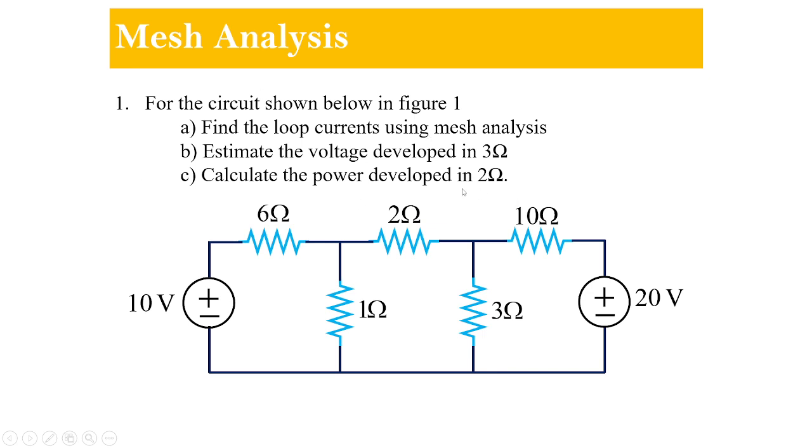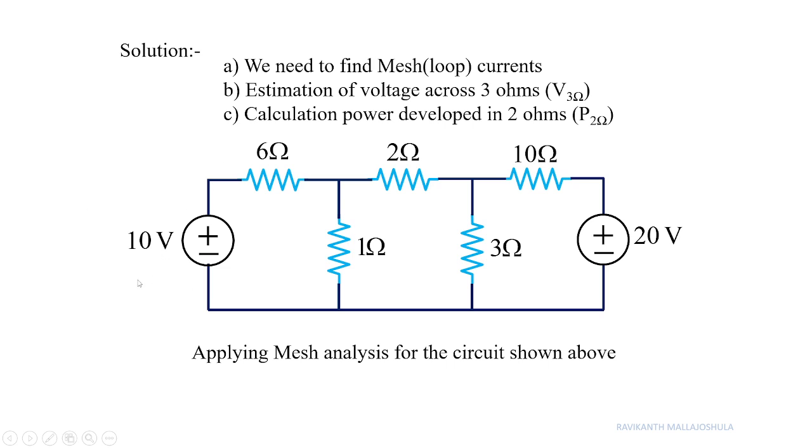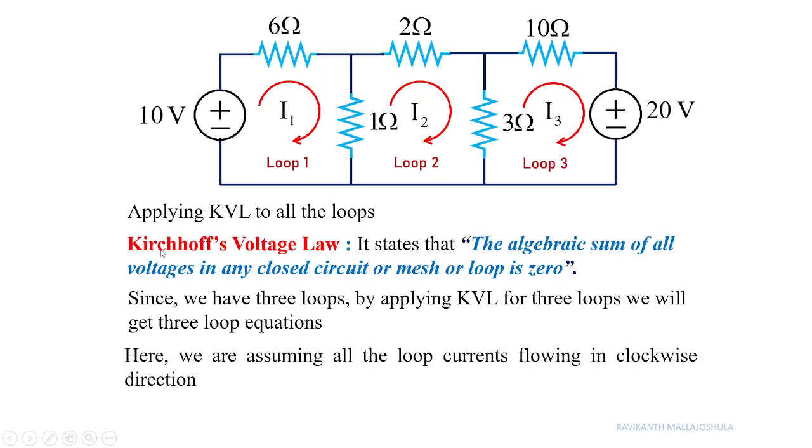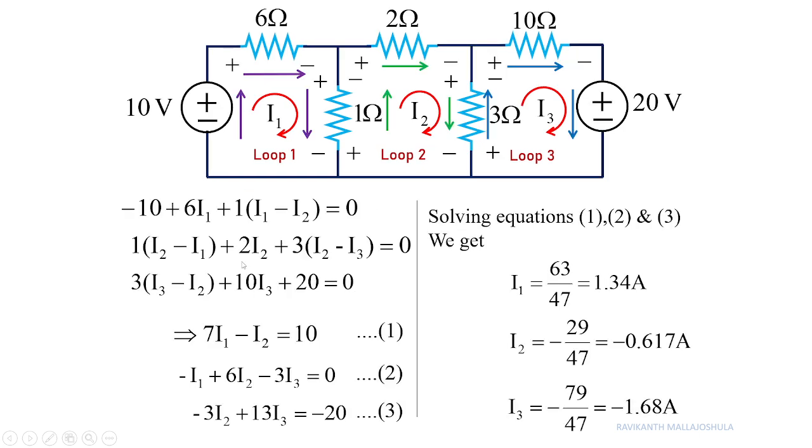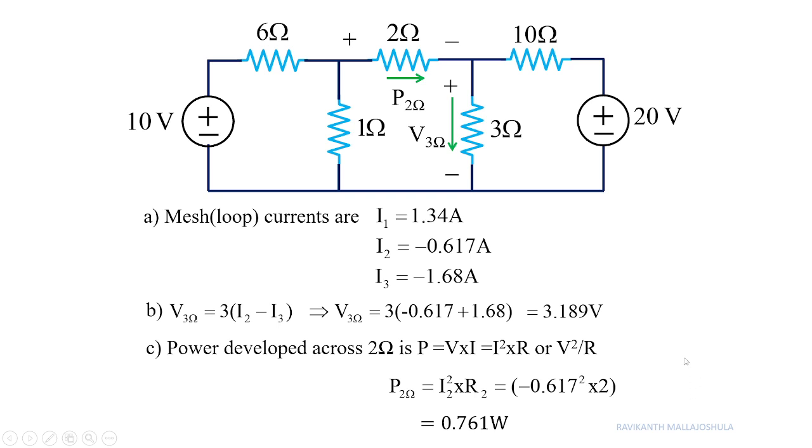Now if you go for the mesh analysis, here I have shown you a particular circuit where you can obtain the branch current and the loop currents, and using mesh analysis we are going to calculate all the required quantities. Then we can apply the KVL to obtain the value of the loop currents. So here you can see we get the loop currents I1, I2 and I3 as these values.